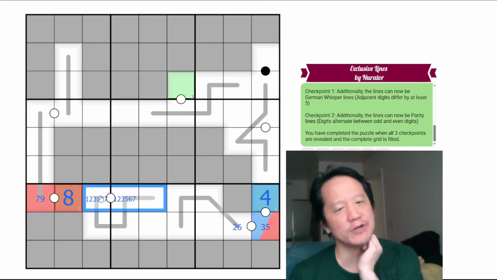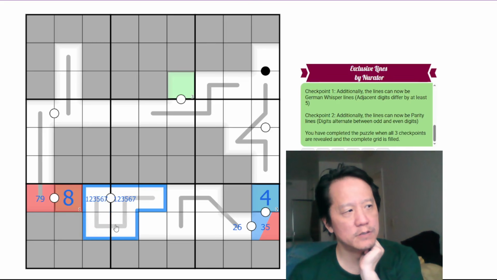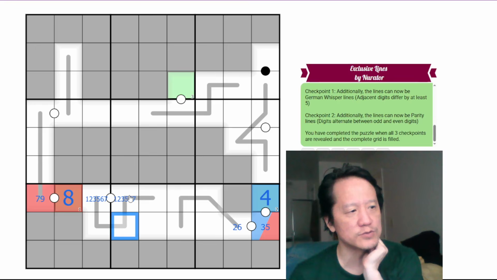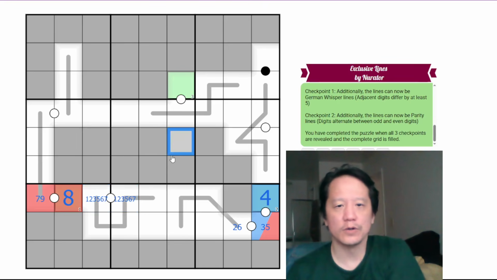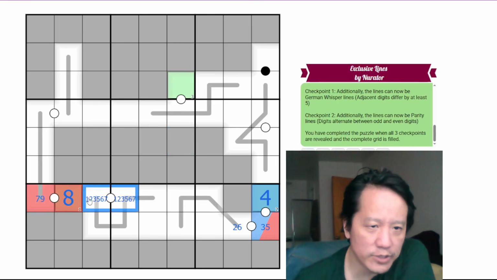Can this be a parity line? We've already proven this can't be a whisper 5 line. So can it be a parity line? And I think the answer is no, right? If this were odd, this would be even, this would be odd, and this... No, that actually does work. It could be a parity line here. Okay. Maybe that's not where we attack then.